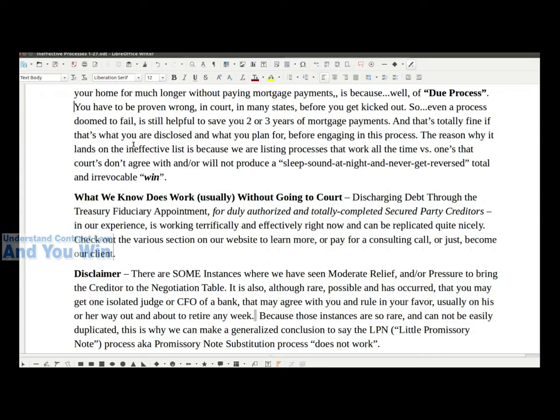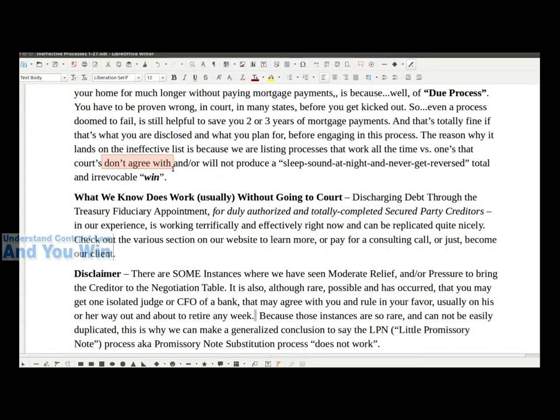It doesn't mean you're getting out of paying for 2 or 3 years, because obviously the compounding balance keeps increasing. But that's totally fine if that's disclosed to you and that's what you plan for before engaging in the process. The reason it lands on this ineffective list is because we are listing processes that wind up working in the end, the majority of the time, versus the ones that the courts categorically do not agree with, because they don't have the law on their side. You're not using the laws to successfully do anything, so the court's not going to agree with you.